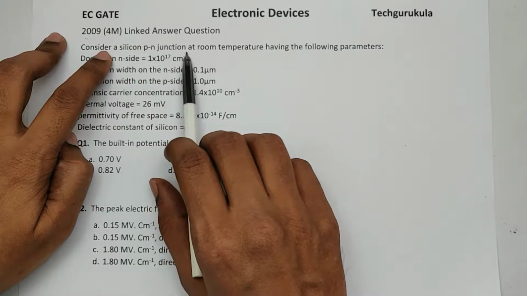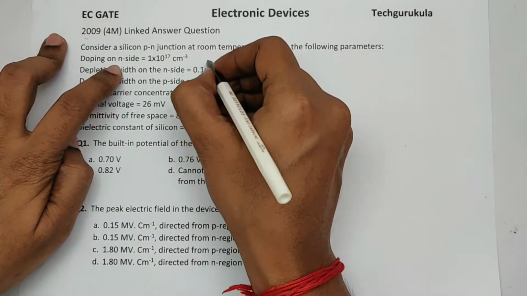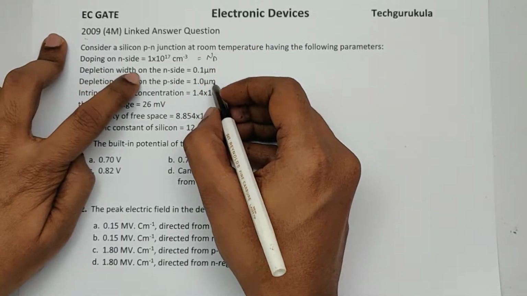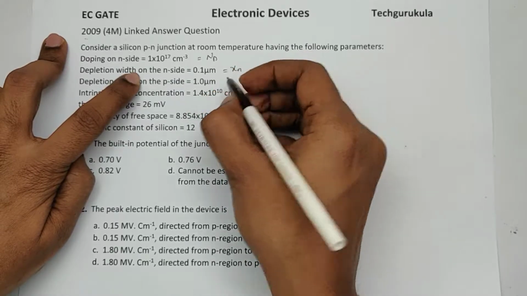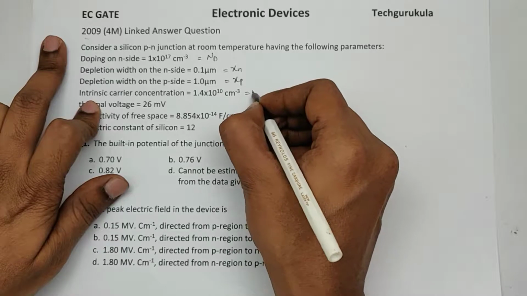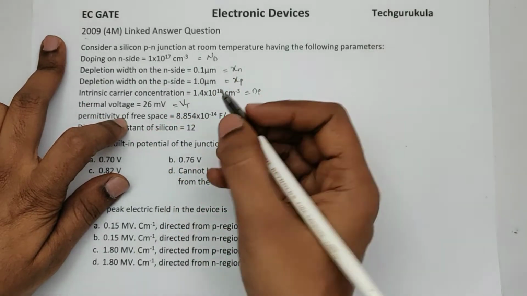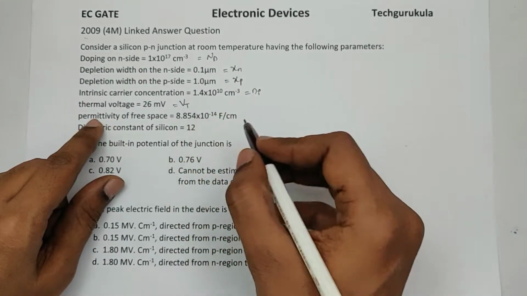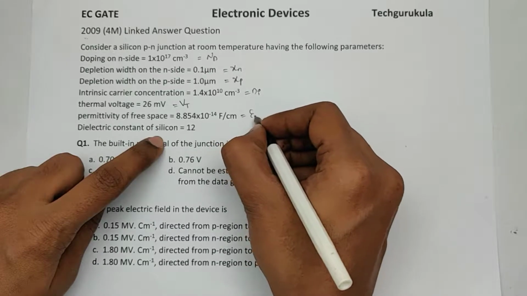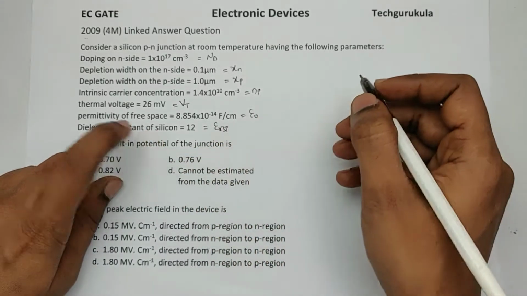Consider a silicon p-n junction at room temperature having the following parameters. Doping on n side is given, which is ND, and depletion width on n side Xn, depletion width on p side is given, and Ni is given, intrinsic carrier concentration. This is thermal voltage, which is 26 millivolts. Permittivity of free space is given. This is epsilon naught. This is epsilon r for silicon.